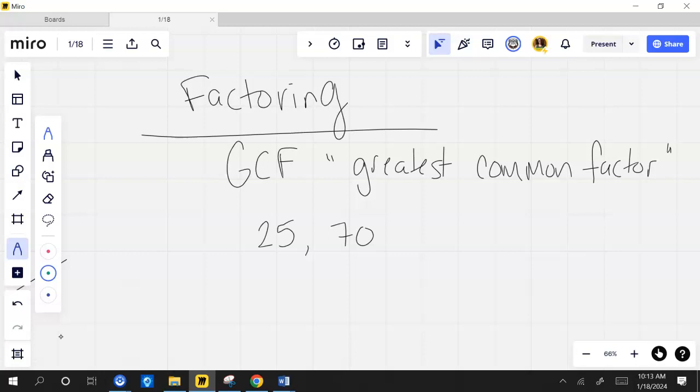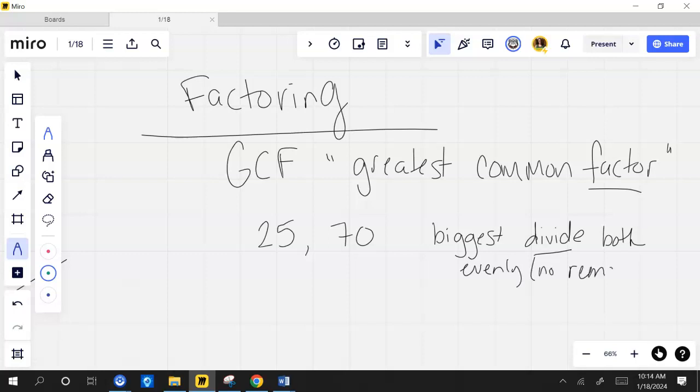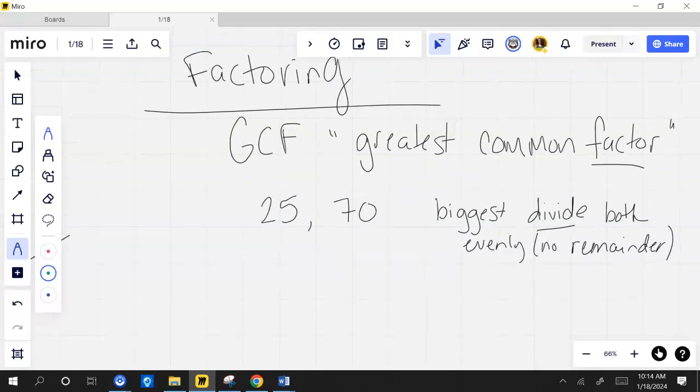Not multiply, but you're right. So looking at these, I'm looking for the biggest number that I can divide them both by evenly with no remainder, because factor and divide go hand in hand. In other words, if I looked at 25 and I listed out all the things that I can divide 25 by, well, 1, and let's go in order. I can't do 2. I can't do 3. Can't do 4. I can divide it by 5, right?